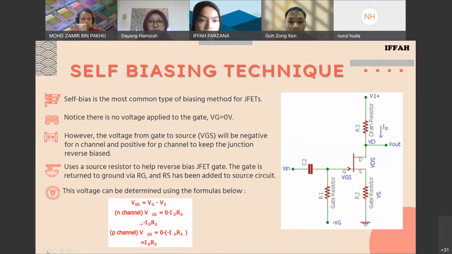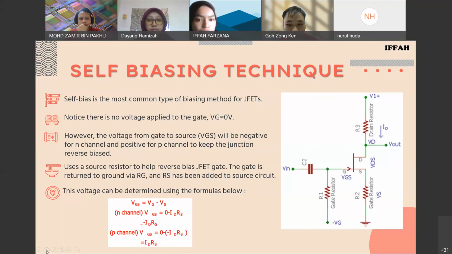A source resistor is used to reverse bias the JFET. The gate is returned to ground via RG and RS has been added to the source circuit. In self-biasing, the gate current is 0 again. The source voltage is determined by Ohm's law, which is V equal to IR. Therefore, the source voltage is equal to the drain current times the source resistor.